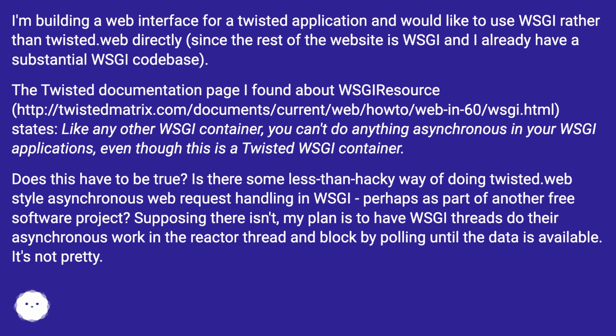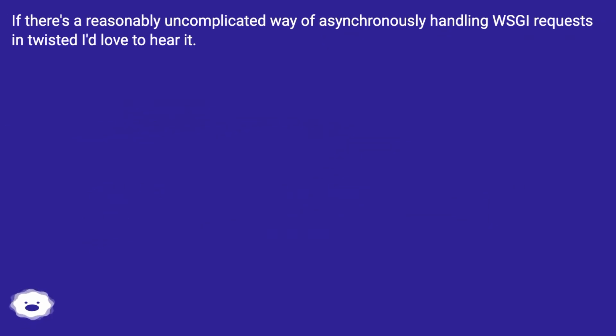Is there some less than hacky way of doing Twisted.web style asynchronous web request handling in WSGI, perhaps as part of another free software project? Supposing there isn't, my plan is to have WSGI threads do their asynchronous work in the reactor thread and block by polling until the data is available. It's not pretty. If there's a reasonably uncomplicated way of asynchronously handling WSGI requests in Twisted, I'd love to hear it.